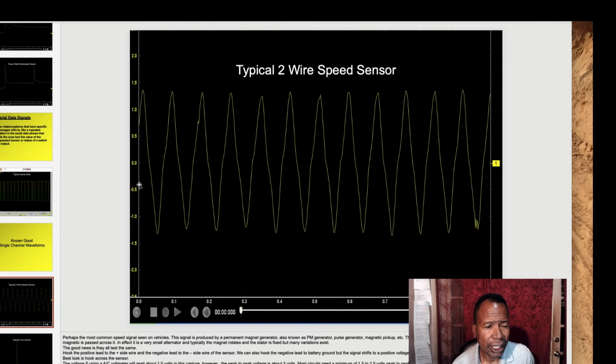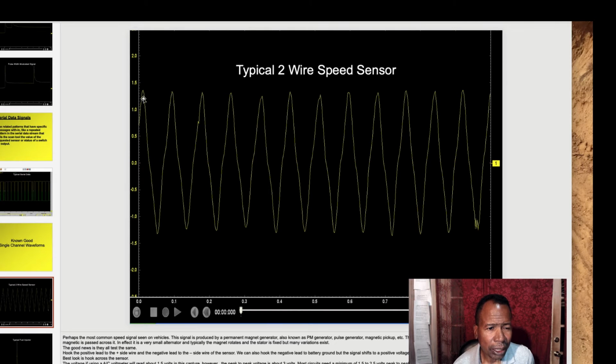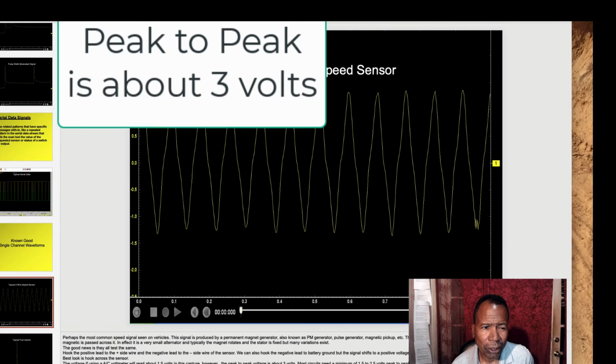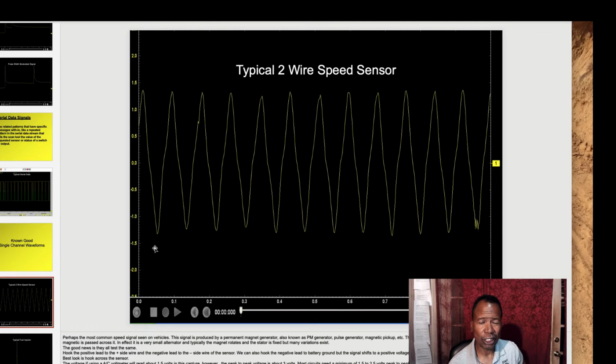So what we see here is an AC signal. You see the 0 here is the middle line. Going all the way across to this end is 0, the midpoint. As it goes up, positive, it comes down, negative. The positive side is a little over a volt, almost a volt and a half, and the negative side, this way, is about a volt, volt and a half. Again, it's a known good waveform, it's an AC signal.